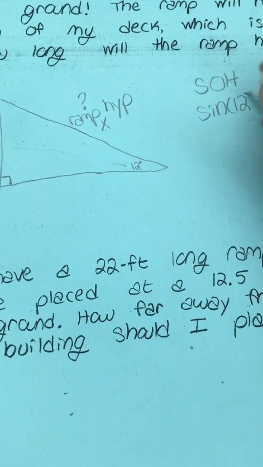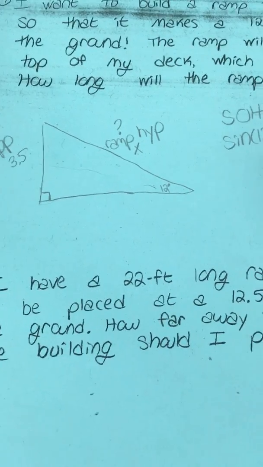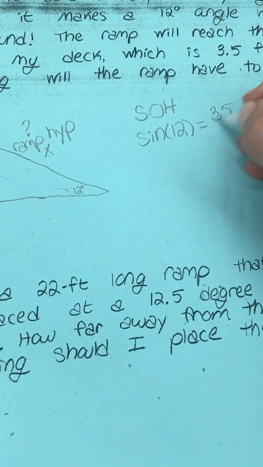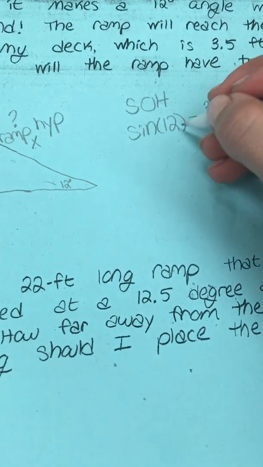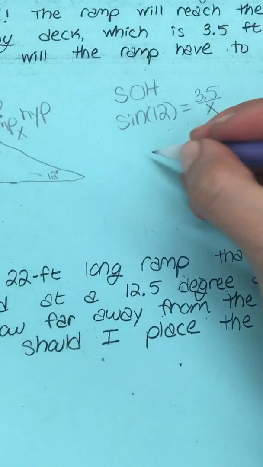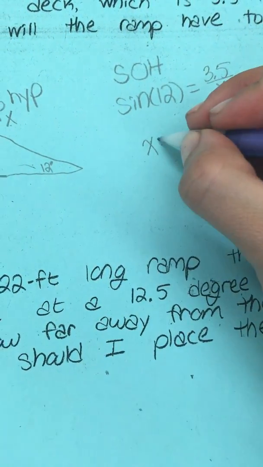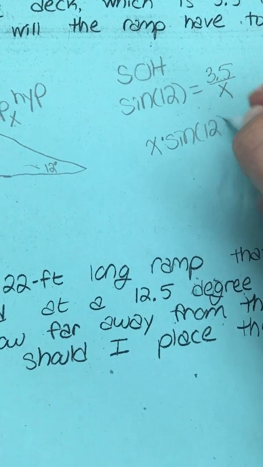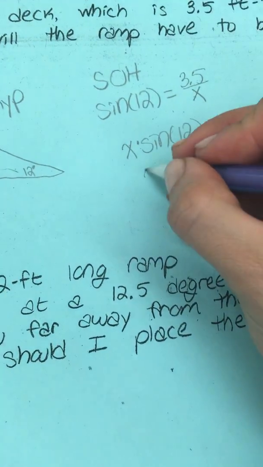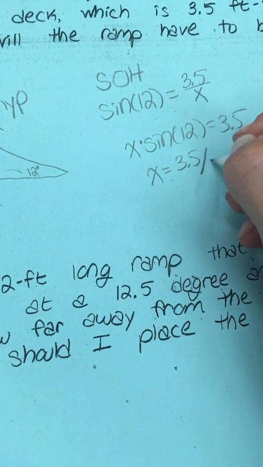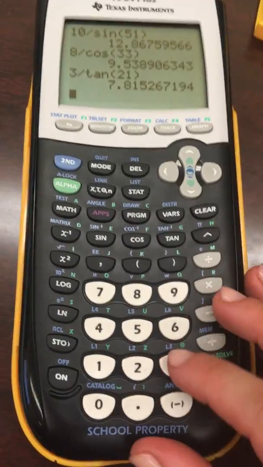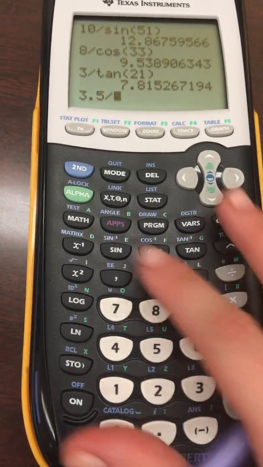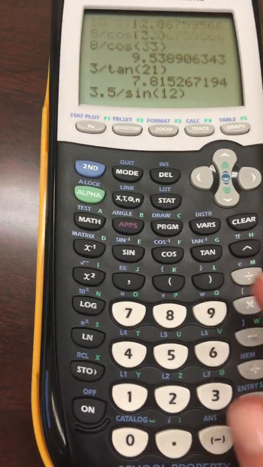So sine of 12 equals opposite over hypotenuse, 3.5 over x. So x is in the bottom, which means basically I'm going to have to do 3.5 divided by sine of 12. But just to show the work to get there, once you know it, you don't always have to show this. So it would be x times sine of 12 equals 3.5. And then x will be 3.5 over sine of 12. And from there, you're just using your calculator and make sure that your answer is reasonable. 3.5 over sine 12, close parenthesis, 16.83 feet long.